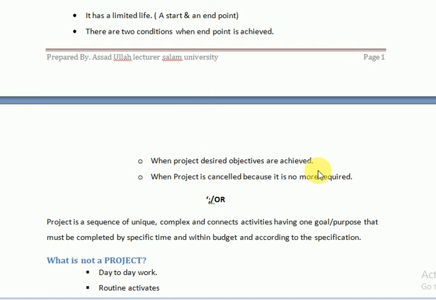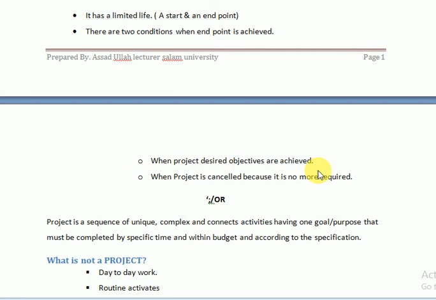Some definitions of the projects: we can define a project as all those activities that have a start and an end. Objectives and constraints are known as a project. All those activities have a start and end, and the objectives are known and specified. Such activities are called a project.